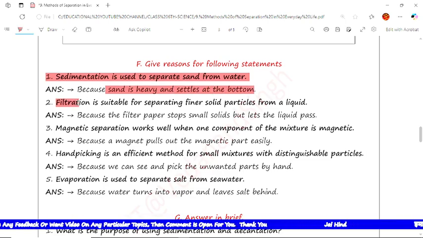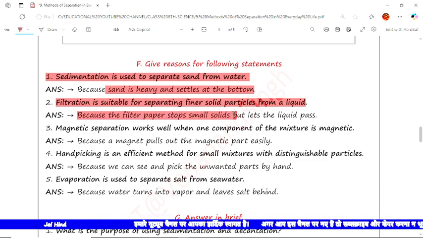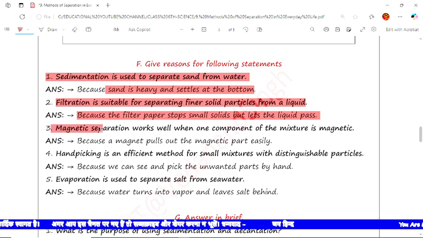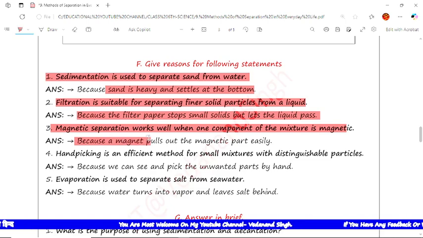Next is: filtration is suitable for separating finer solid particles from a liquid. The answer is that the filter paper stops small solids but lets the liquid pass. The next statement is: magnetic separation works well when one component of the mixture is magnetic. The reason is that a magnet pulls out the magnetic part easily.